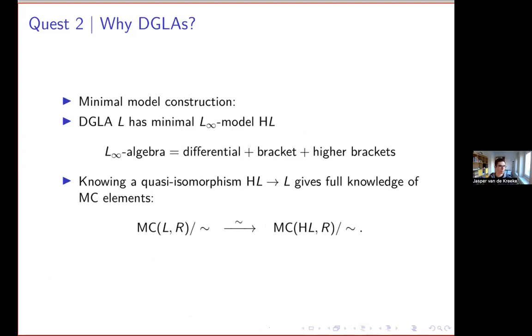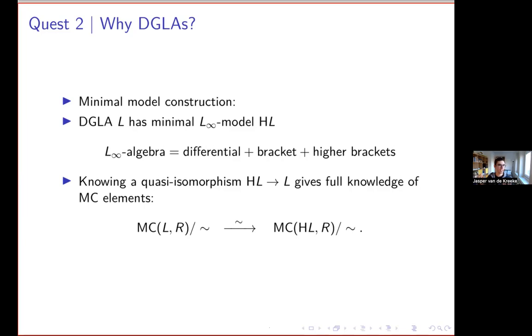A minimal model is, you basically kill the differential mu1, you take cohomology, but you don't forget any higher structure. So you will get an L infinity algebra. And what is an L infinity algebra? An L infinity algebra is a graded vector space together with a differential, a bracket and higher brackets, right?